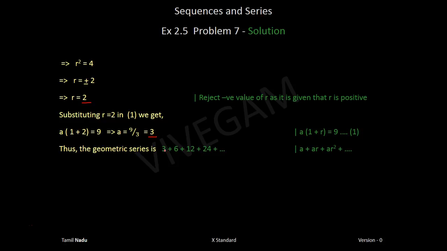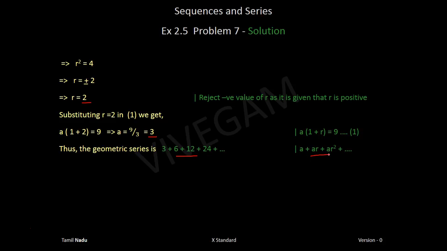So what is the series? A is 3, plus AR, 3 twos are 6, plus AR squared. R squared is 4. So 3 into 4 is 12. Then AR cubed. 2 cubed is 8. So 8 threes are 24. Okay. So it goes on. So this is the geometric series.